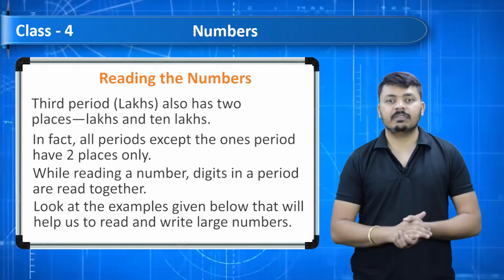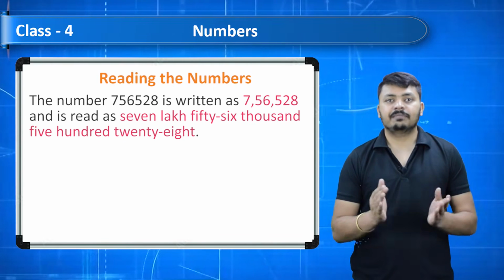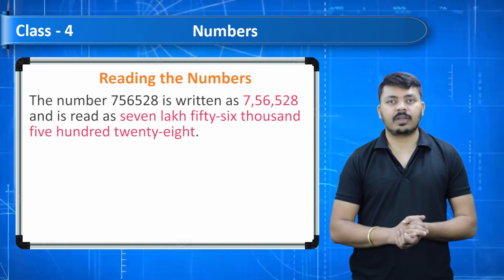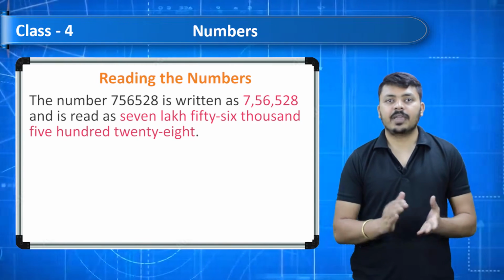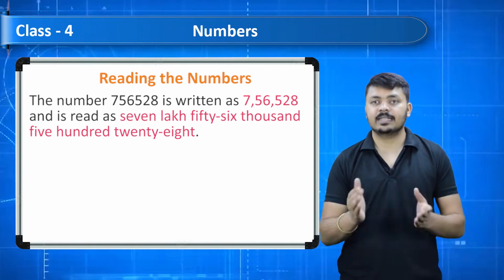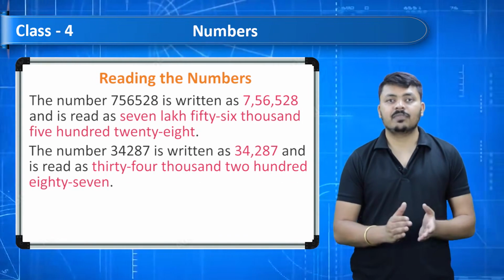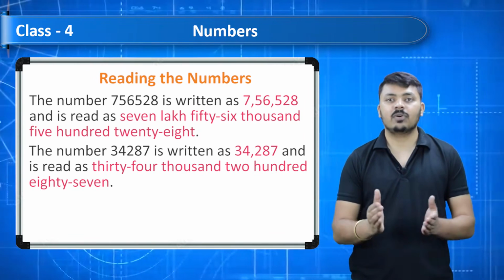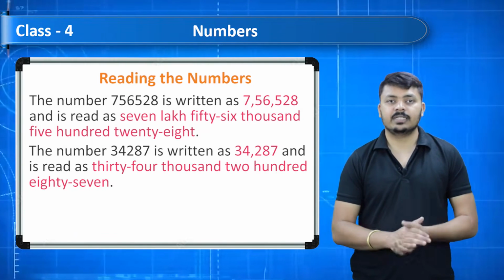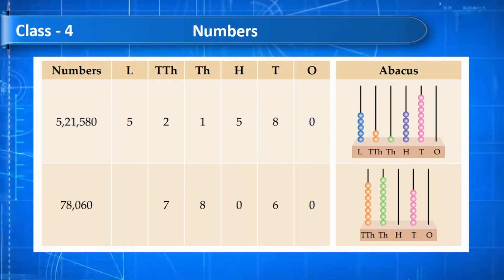Look at the examples given below that will help us to read and write large numbers. The number 7,56,528 is written as 7,56,528 and is read as seven lakh fifty-six thousand five hundred twenty-eight. The number 34,287 is written as 34,287 and is read as thirty-four thousand two hundred eighty-seven. Now look at the table which represents some large numbers in the place value chart along with their representation on abacus.